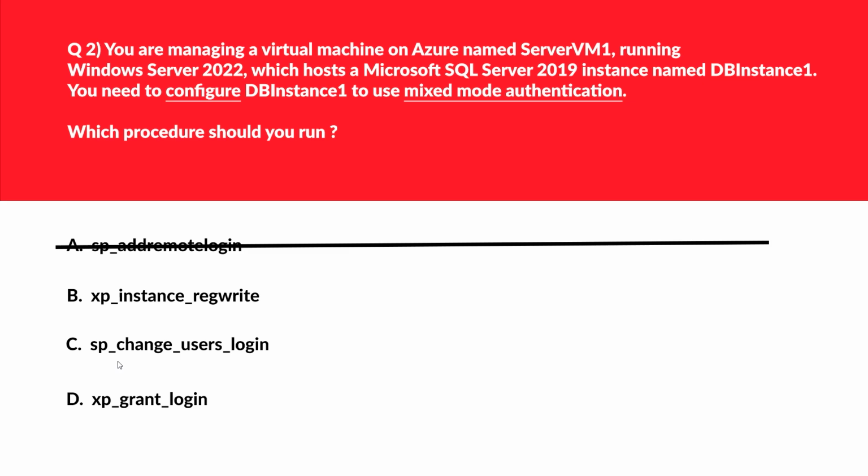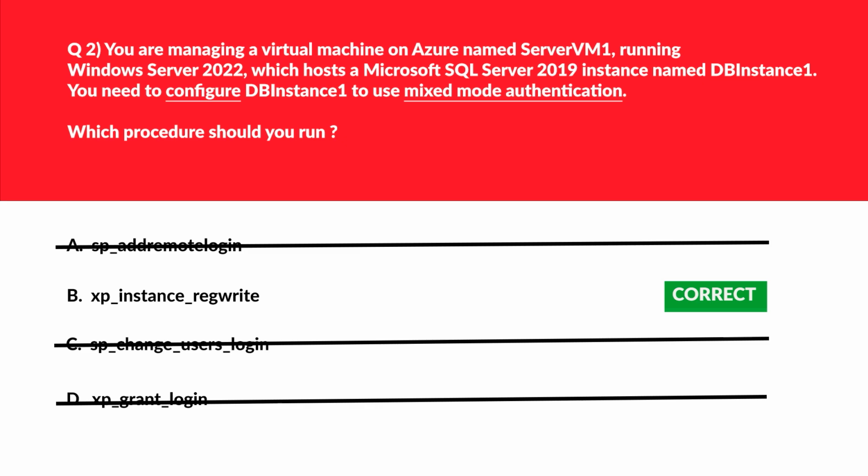C says sp_change_users_login. So sp_change_users_login is used to resolve issues with orphaned users. That's not what we require as per the question. Let's remove this. We'll move to option D. D says xp_grant_login. So xp_grant_login, again an extended procedure, grants access to SQL Server for a specified login, but it does not configure authentication modes. So D is out. We'll lock option B as the right answer.